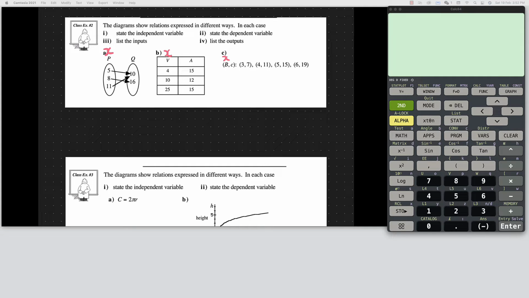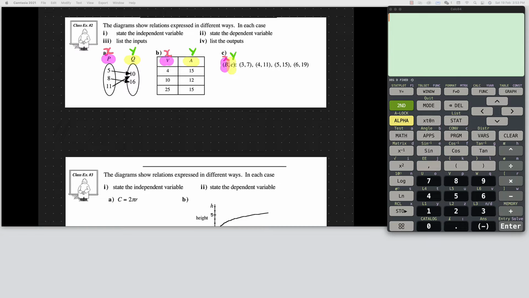Okay, so the independent variables are going to be P, V, and in this case, the B. II states, well, what are the dependent variables? Remember, that is the Y, and our Y is on the right side of all this. So that is going to be, in this case, the Q, the A, and the C.